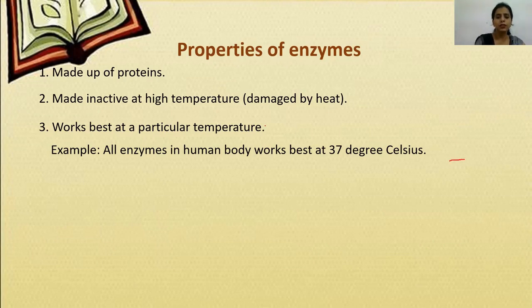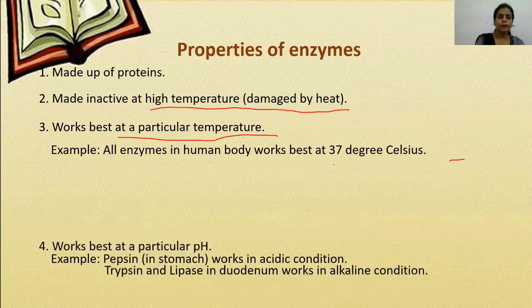Instead of saying inactive, we can say the enzymes get completely damaged. The enzymes get damaged completely at high temperature, that is, damaged by heat. So all these enzymes work best at a particular temperature, which is called the optimum temperature. And the example given is, all enzymes in the human body work best at 37 degrees Celsius.